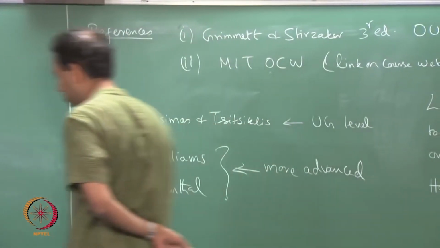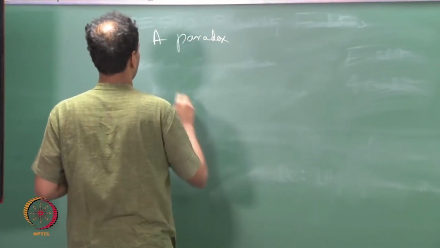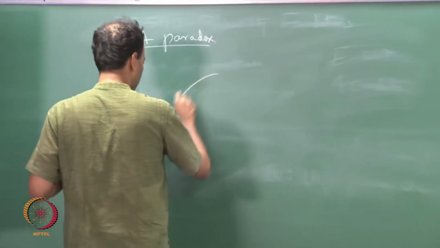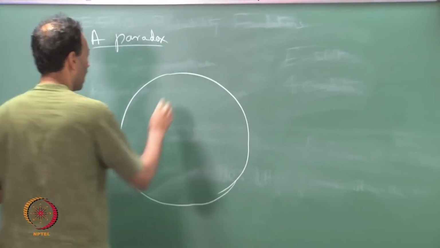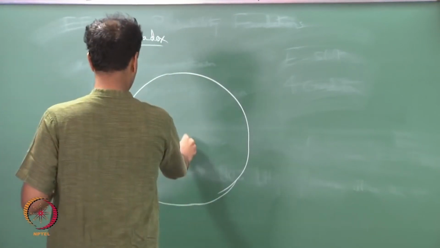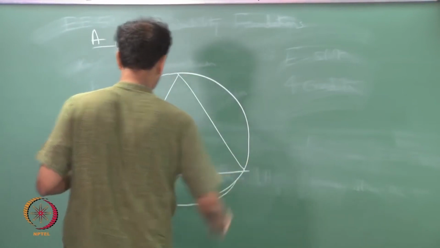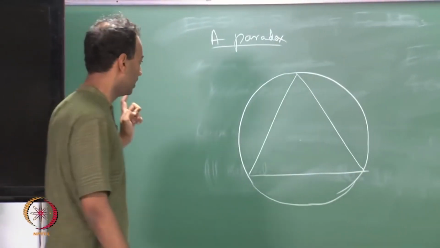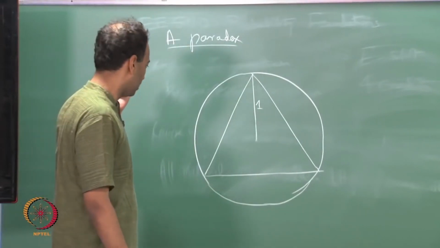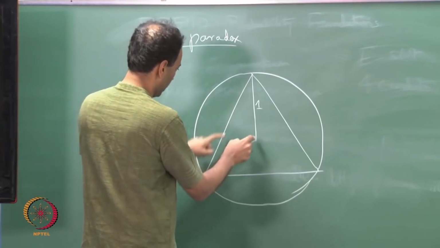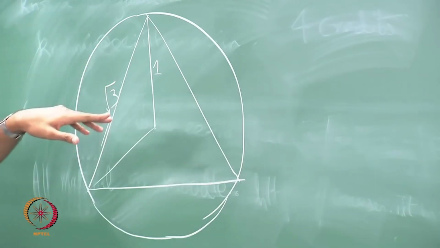So this is a well-known paradox. You take a circle, and you inscribe an equilateral triangle in it. Let's see, this is the center. So, you have a circle and an inscribed equilateral triangle. Let us say this radius is just 1, it can be r or whatever, 1. And so, if this is 1, then this is also 1, and so this side will be square root of 3. Side of the triangle will be square root of 3, isn't it.